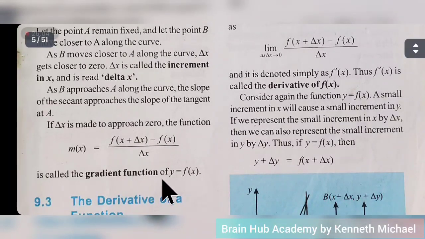It is now called the gradient function of y equals f of s. So this is what we call the gradient function. All of this we derive now is called the gradient function. Why? Because the change in s is now made to approach 0. It is approaching the origin. All right, that is what it means.